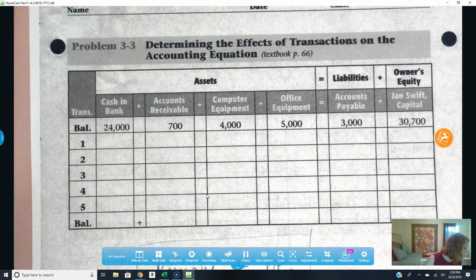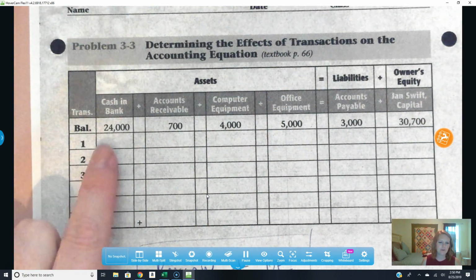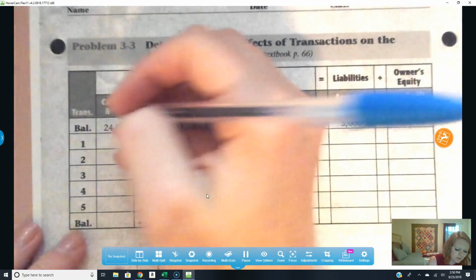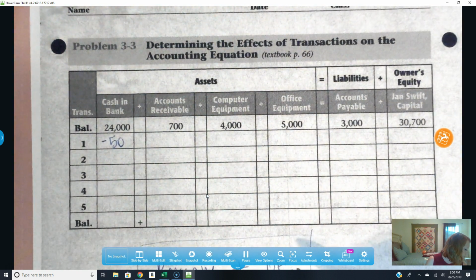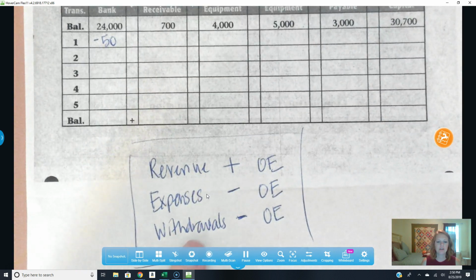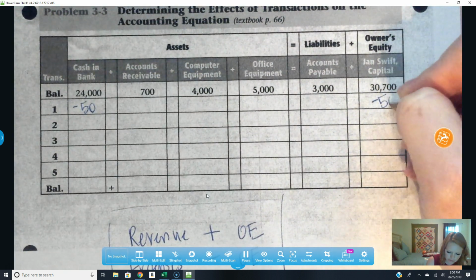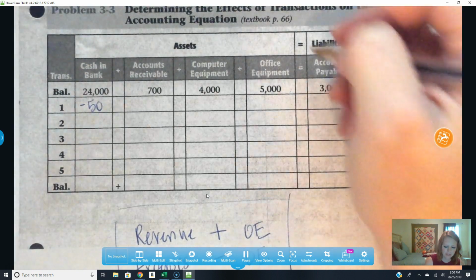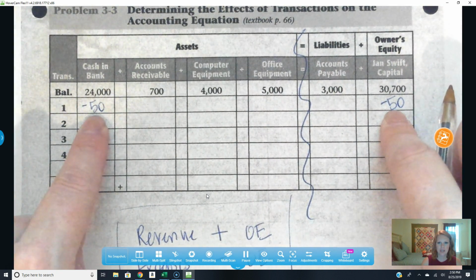So number one says we paid $50 for advertising in the local newspaper. So anytime we're paying for an expense, you can assume that it's coming out of our checking account, cash and bank. So we're going to decrease cash and bank by $50. And we've got advertising, which is an operating expense for the business. So again, if we come down here to our expenses, we know that that's going to decrease owner's equity. So we're going to decrease Jan Swift by $50 there. Okay. Again, our accounting equation is in balance. We've got a -50 on each side of our equal sign there.